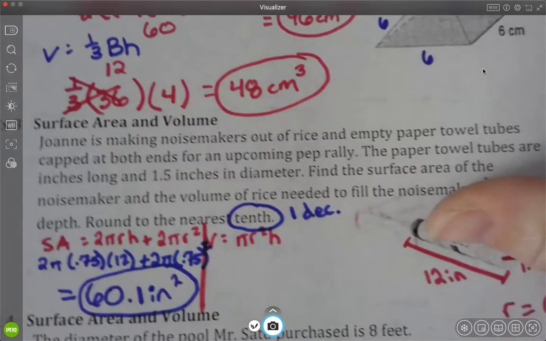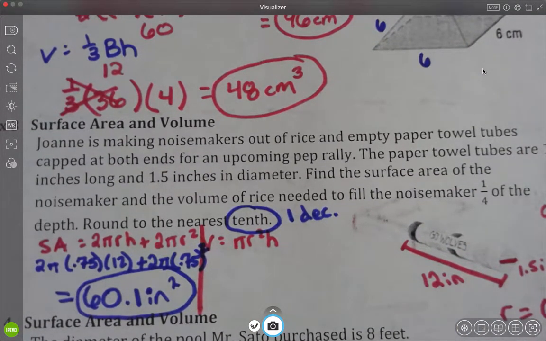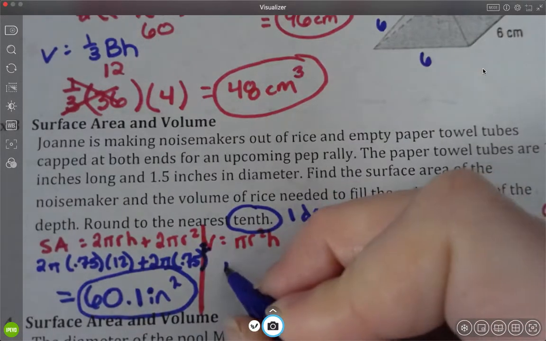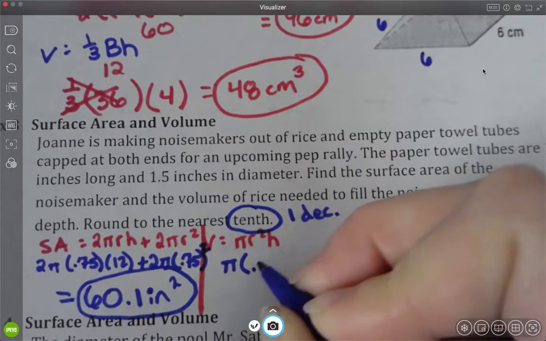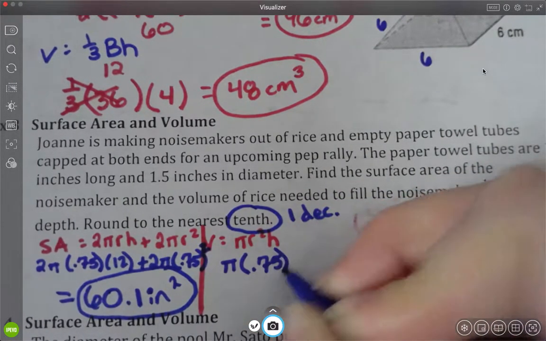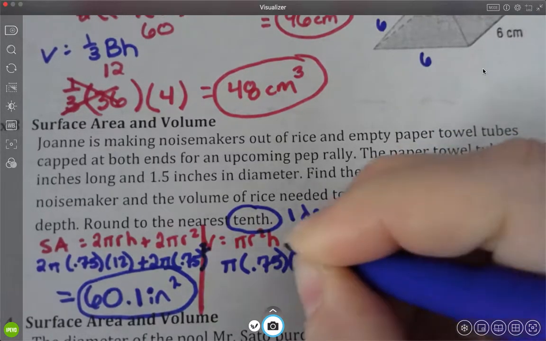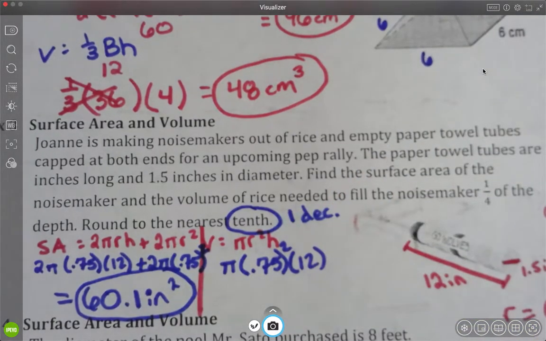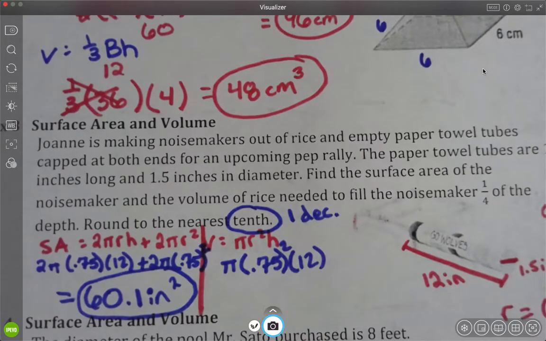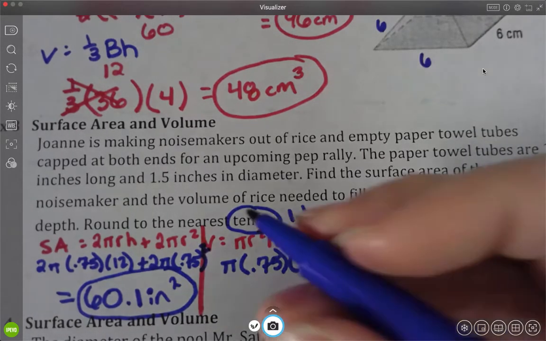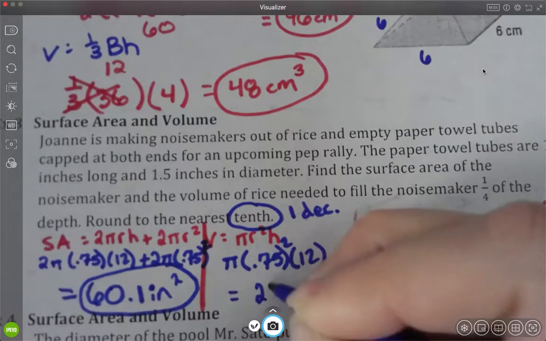Okay, now volume is pi radius squared times height. So we just need pi times radius is 0.75. Height is 12. Oh, we need squared. Pi times 0.75 squared times the 12. That is something. 21.2.